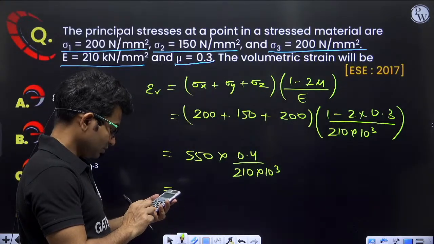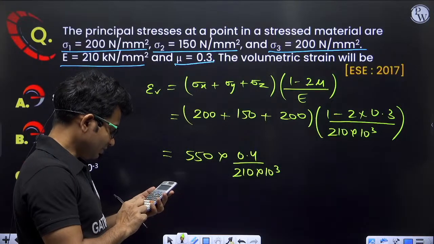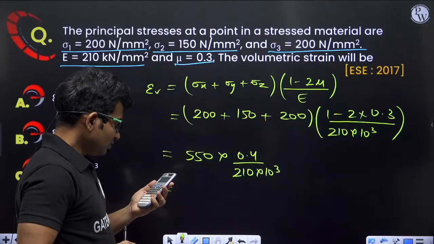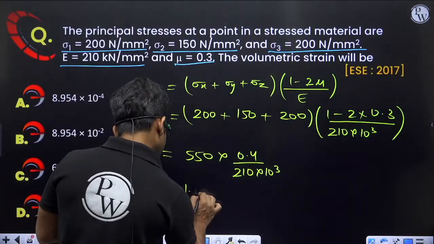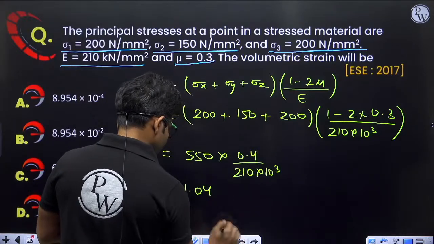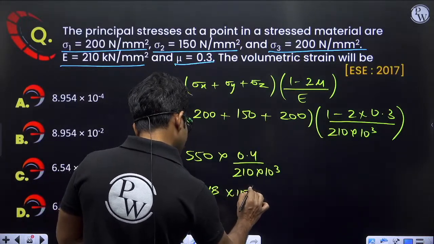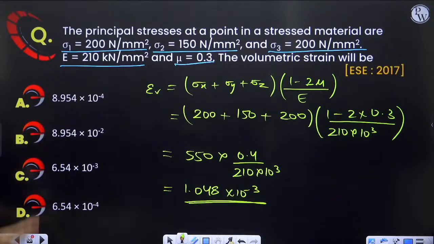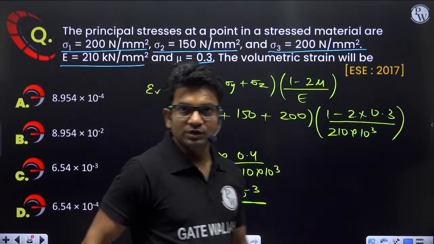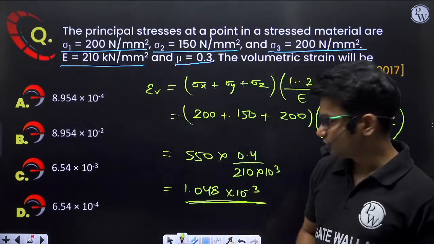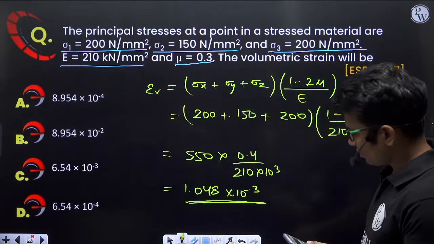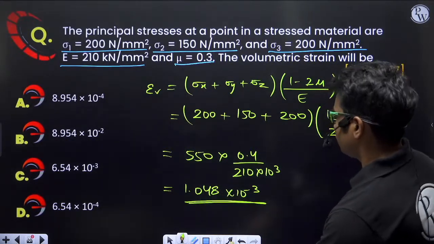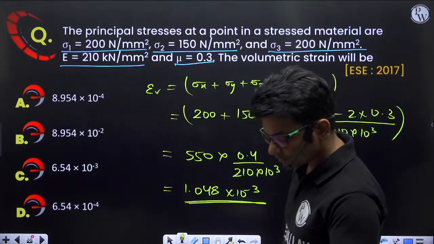550 into 0.4 divided by 210 into 10 to the power 3, which gives 1.047 or 1.048 into 10 to the power minus 3. Okay, so this is the correct answer. No answer is matching. Sometimes in this type of question, we get 1.047, or if we round off, 1.048. So the answer is not matching in this question.